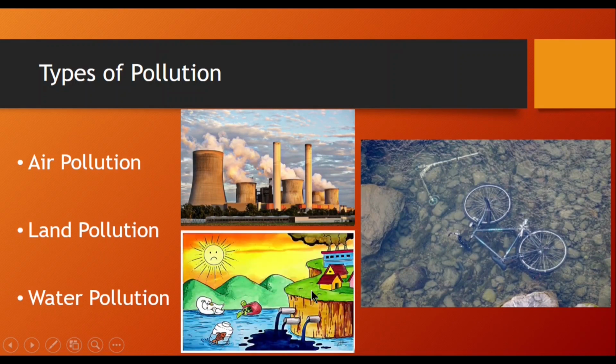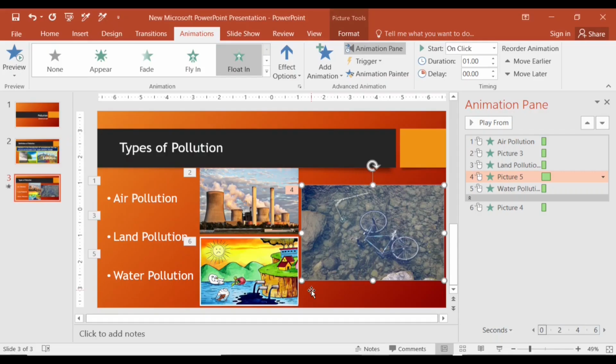So our order has been corrected, but then there is another issue. We do not want to have two clicks for this. We want that air pollution and its picture should come simultaneously, and that is where this button start comes up.